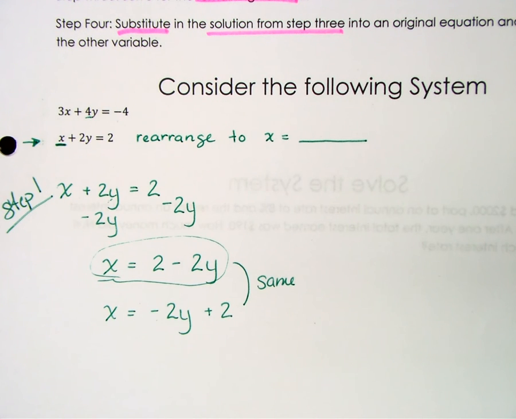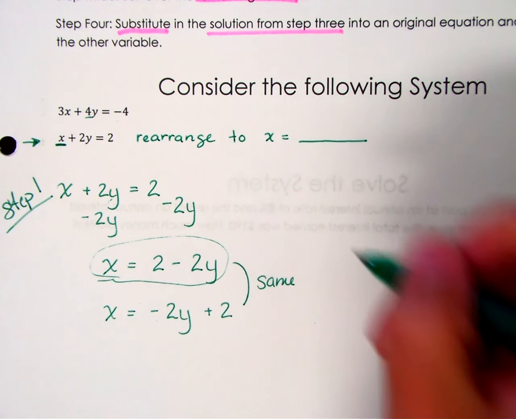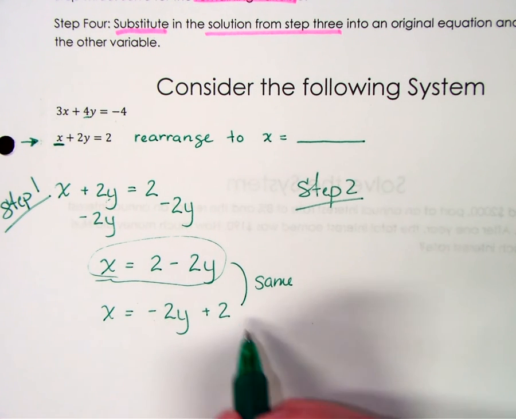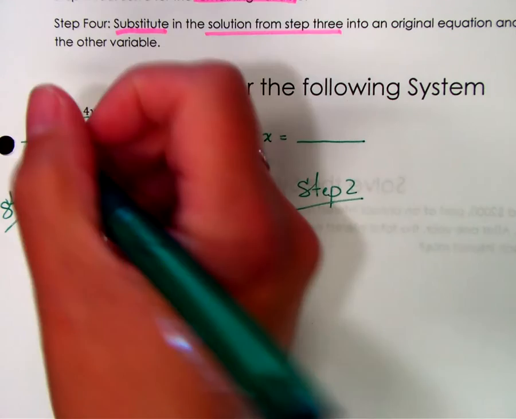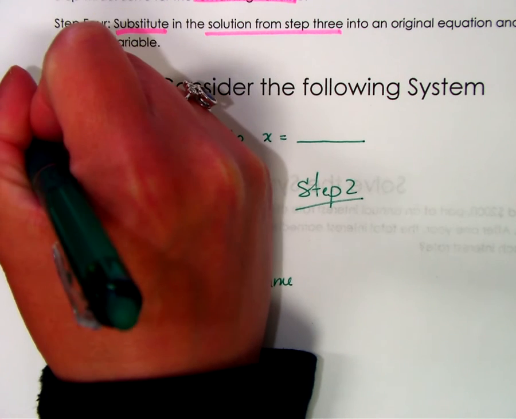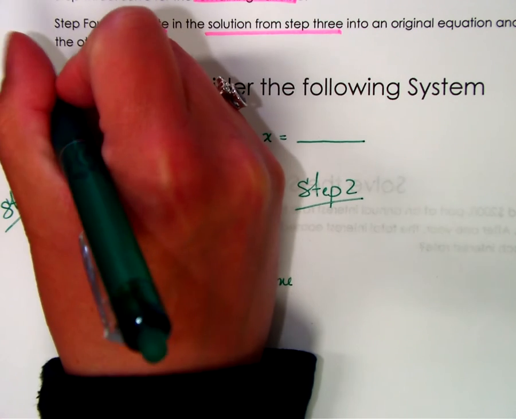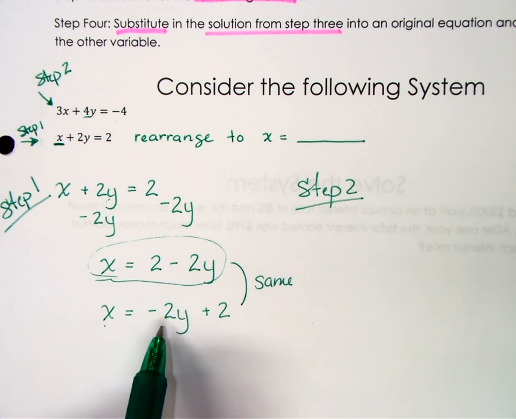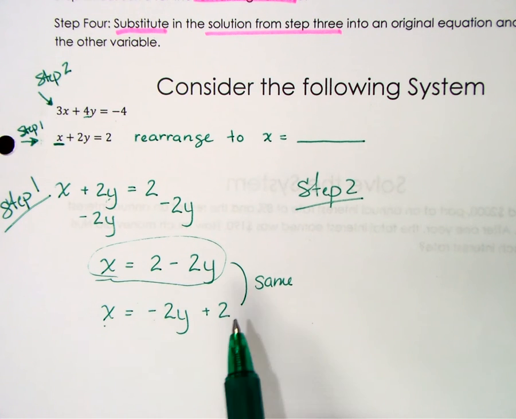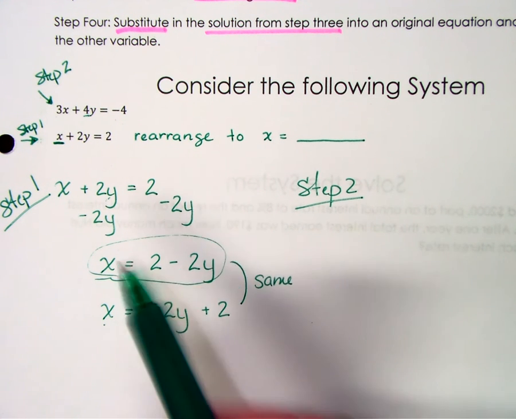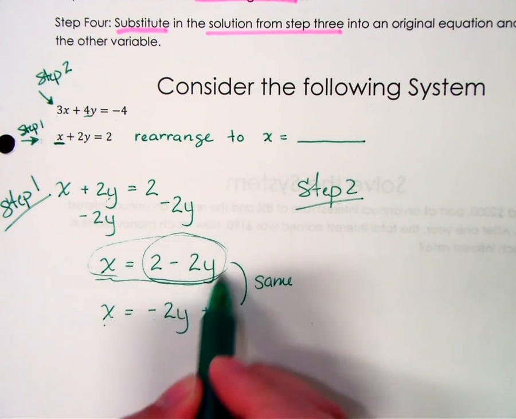That's step 1. So step 2 was to take this and substitute it. So if I rearrange this equation, I have to substitute it in. So this would be step 1, and this one I use for step 2. So what you just did was you said x has the same value as 2 minus 2y. So what you're saying is instead of x, this is an equivalent expression.